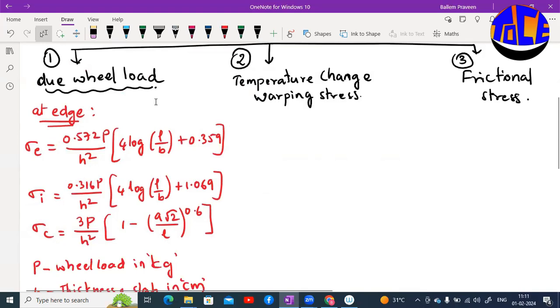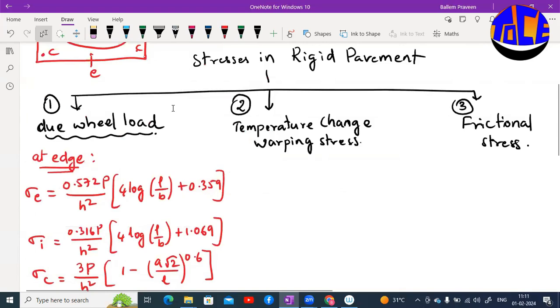Now let us see what the equations provided by Westergaard are for the stresses due to temperature change or temperature variation. These are called warping stresses. Here also you will have stress at edge, stress at interior, and stress at corner.